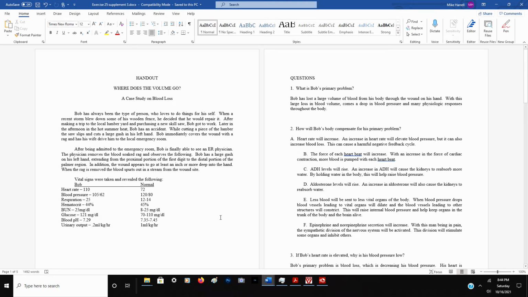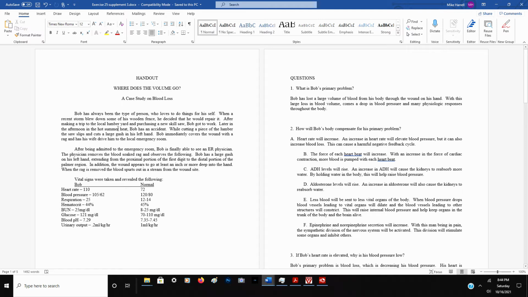All right, let's see what we have on our case study here about blood loss. So we've got an individual here, Bob. Has always been the type of person who likes to do things for himself. A storm blows down some of his wooden fence. He decides he's going to repair it. So he makes a trip to the lumber yard and purchases a new skill saw and gets to work.